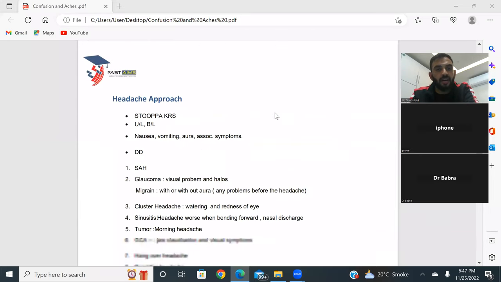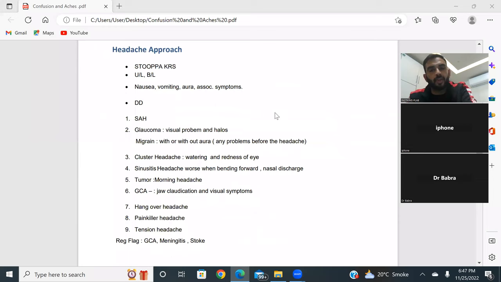Now we start headache, again with the Stupa KRS approach. We have already talked about that. Hypertension is one of them, exactly, otitis media is one of them, exactly. After doing Stupa KRS, the first question, before even starting, you will be asking is unilateral or bilateral. This is the first thing in headache. So add this in your Stupa KRS: unilateral or bilateral.